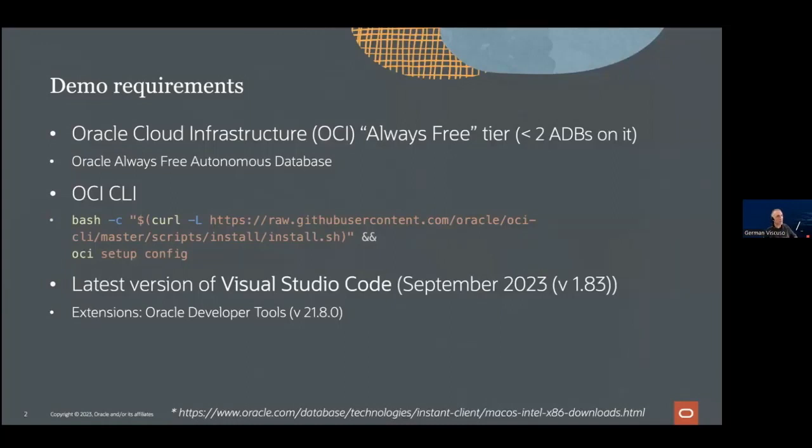You have to take into account that if you are in always free right now, you can have up to 2 autonomous databases. You cannot have more than 2. So if you have 2 right now, go ahead and delete one if you want to follow along, okay?